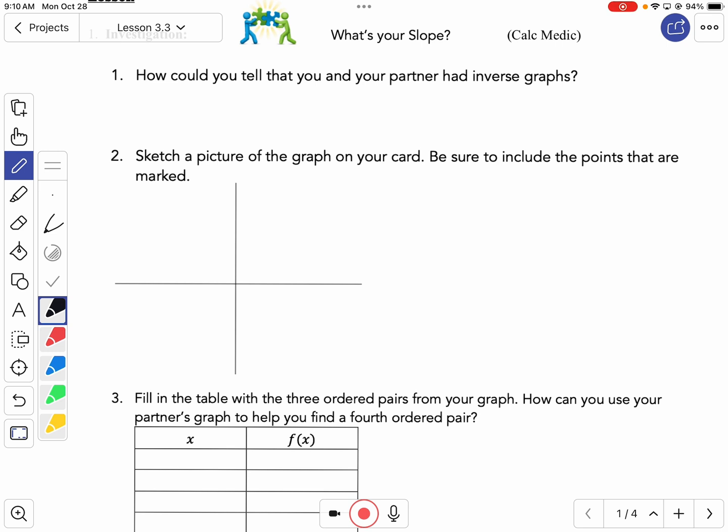I miscounted. You have points on that. Yeah. And you missed. There we go. Fill the table where you did it. There's 1, 2, 3. Yeah. So simple.